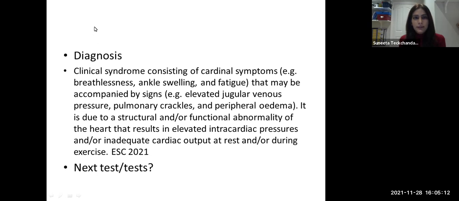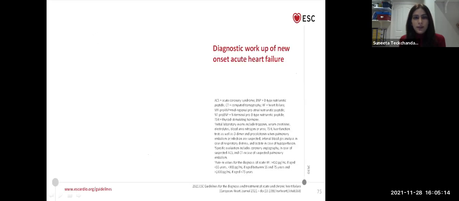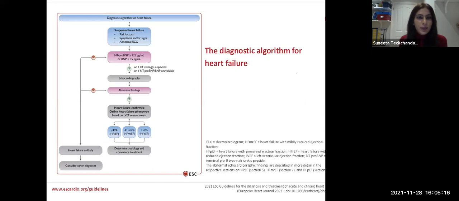And if we press, yeah, that's the one. So this is more or less the diagnostic algorithm produced by the European Society of Cardiology. This is a new presentation for heart failure, where you go through the symptoms and signs, and there's a particular importance to the NT-proBNP and echocardiography.